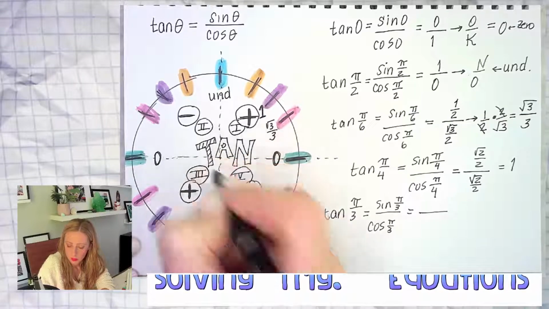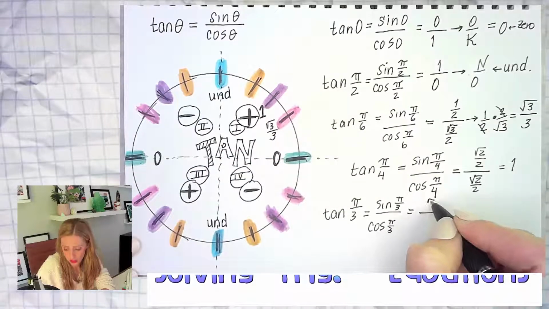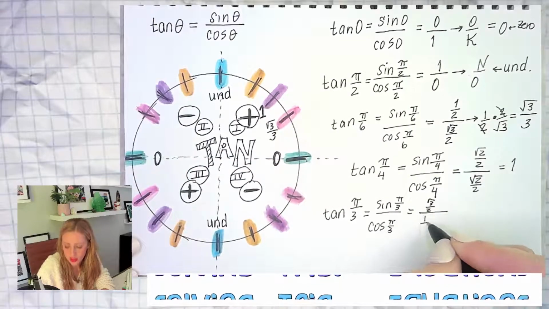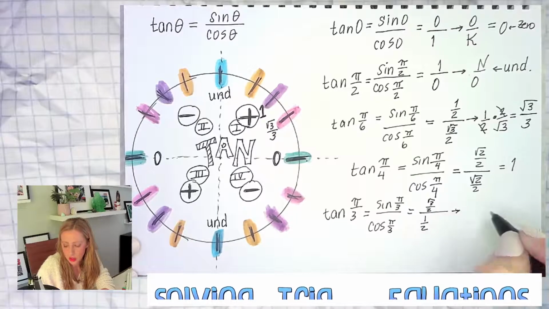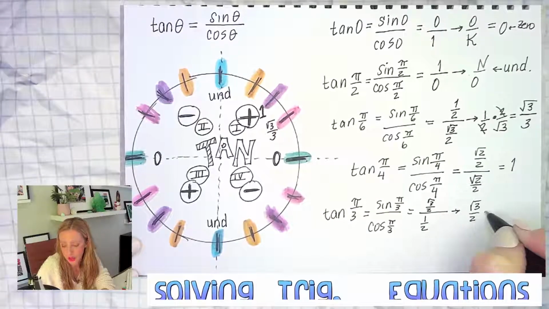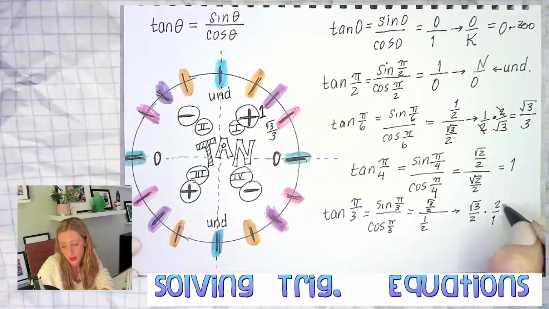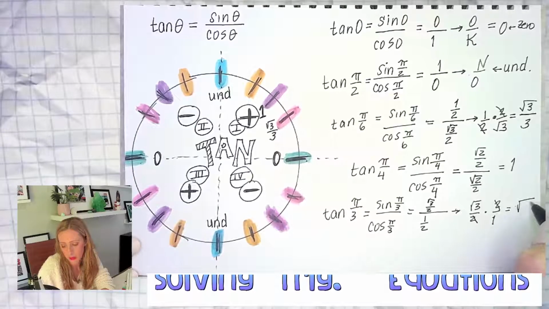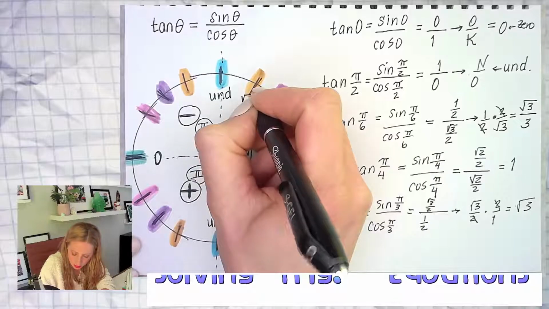One half. Sine of root 3 over 2. Yeah, careful. And then cosine's 1/2. Then we do keep change flip again. Root 3 over 2 times 2 over 1. The 2's are gone. And we just get root 3. So over here at the orange is root 3.